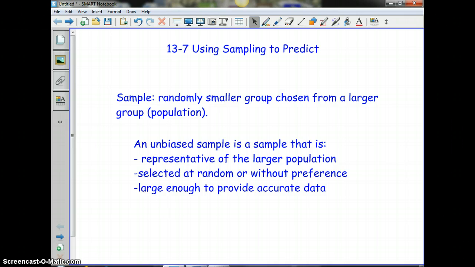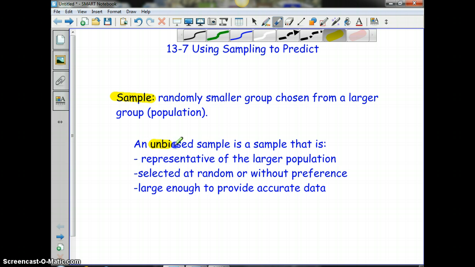Hey guys, we're going to continue using probability, and we're going to use sampling to predict the outcome. So a sample is a randomly chosen smaller group from a larger group. So if you just chose a small amount of people out of the whole student population, a small amount of students.